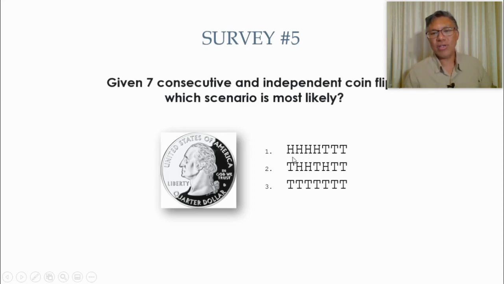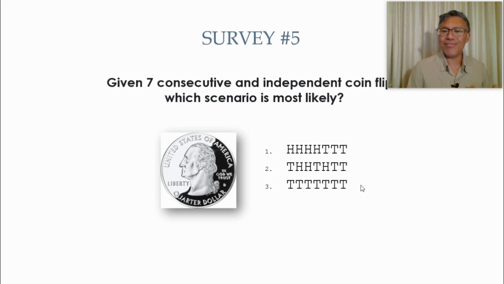Well, each of those heads, each of those are a half, right? Because either heads or tails. So it'd be a half times a half times a half times a half times a half times a half times a half. Well, that's the same thing for the next one, and it's the same thing for the next one. So they all have the same chance of occurring.